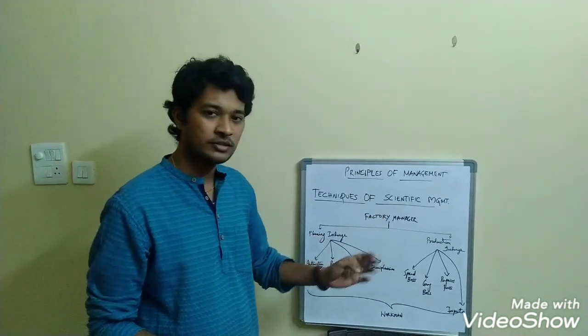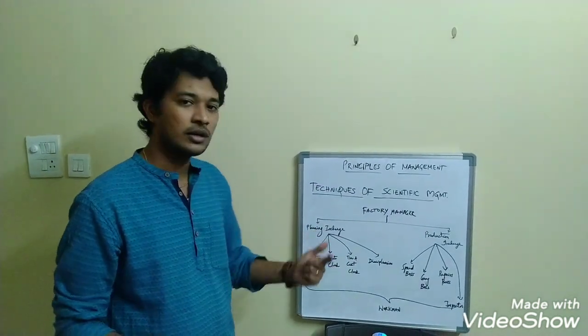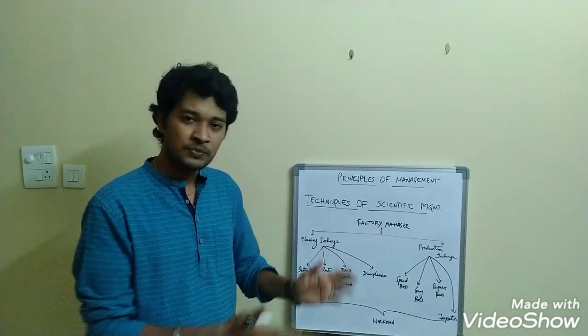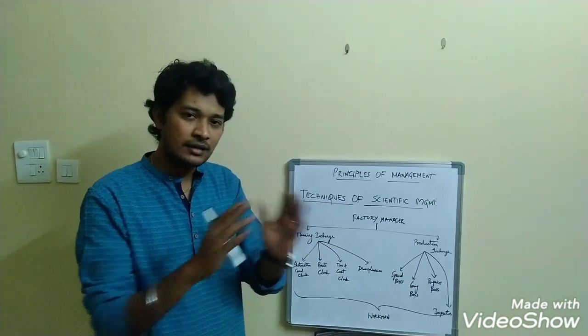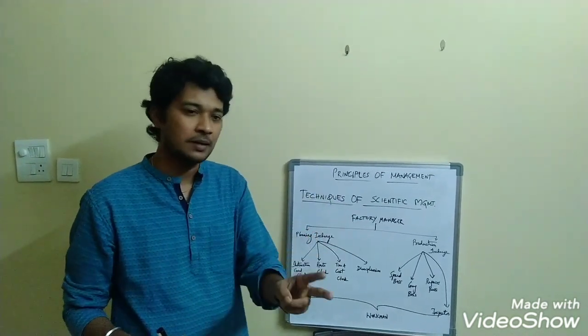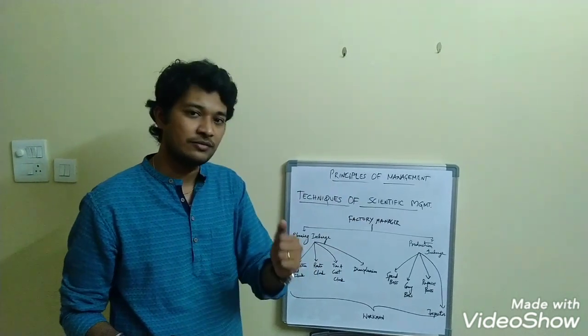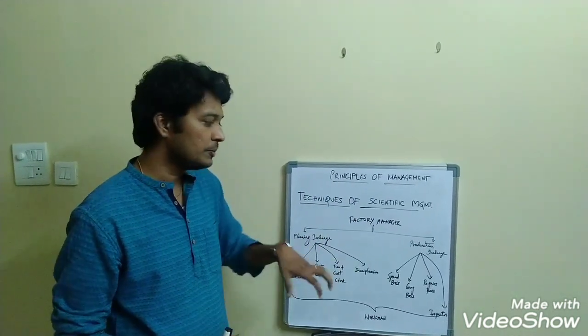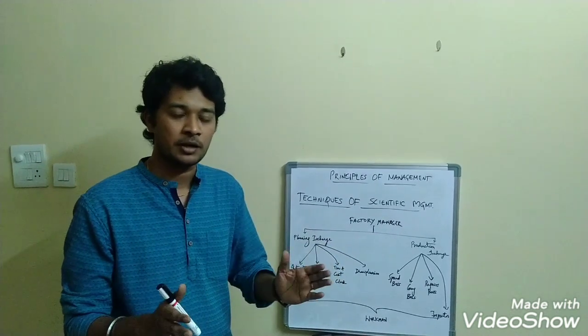Planning part, there are 4 bosses: the instruction card clerk, route clerk, time and cost clerk, and disciplinarian. And the production in charge, under that there are 4 bosses: the speed boss, the gang boss, the repairs boss, and finally the inspector. All these will be the people who will be managing workmen.